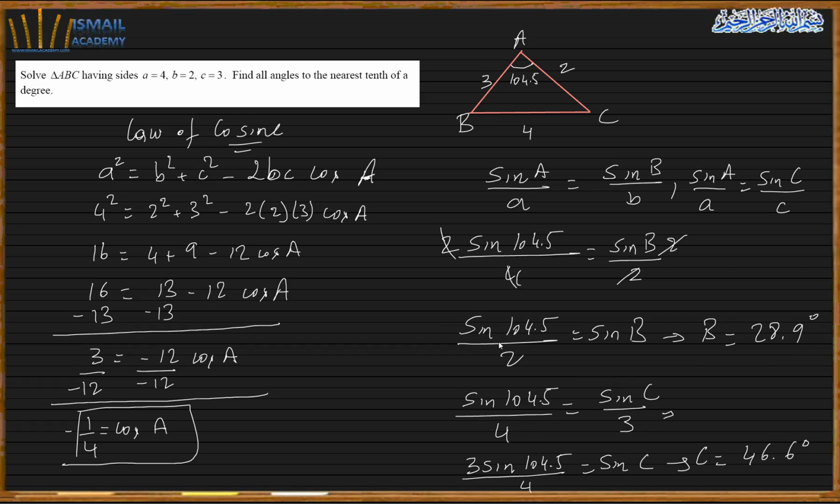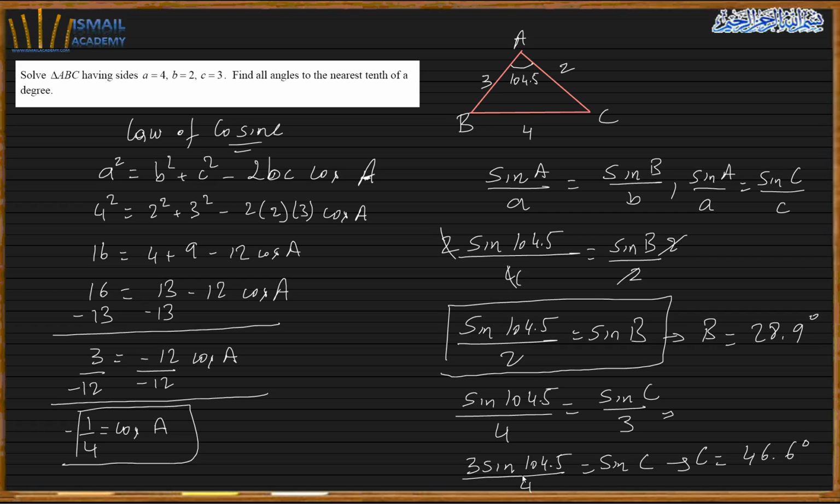You can check on the calculator. Just take sine of 104.5. Keep in mind that the sine of an obtuse angle is positive because it's in the first and second quadrant. The sine is always positive, so here I will not have a negative sign. The same thing here, because I'm using the same sine, which is sine of 104.5.